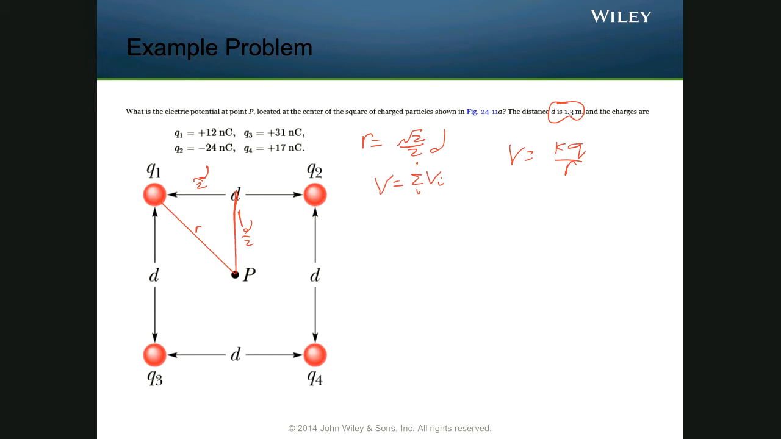Our V_i for each of these will be equal to that. So we can say that V is equal to V1 plus V2 plus V3 plus V4, right? And that's going to be equal to, use your triangle. This is Math 200. That's the Pythagorean theorem. If you don't believe me, you can try it yourself. Basically, if you have a 45-45 triangle, it's root 2 times the length. That's usually how it goes.